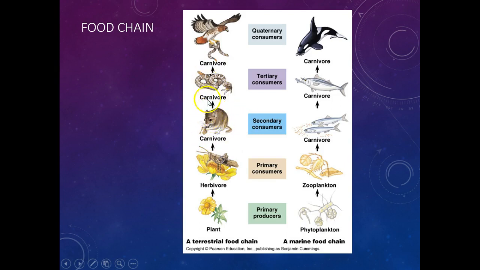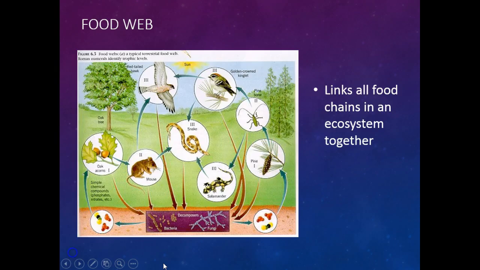The rodent gets consumed by the snake, and the snake gets consumed by the top level consumer here, which is a bird of prey. Same thing over here. Small gets eaten by the primary consumer, the secondary consumer, the tertiary consumer, and the quaternary consumer.